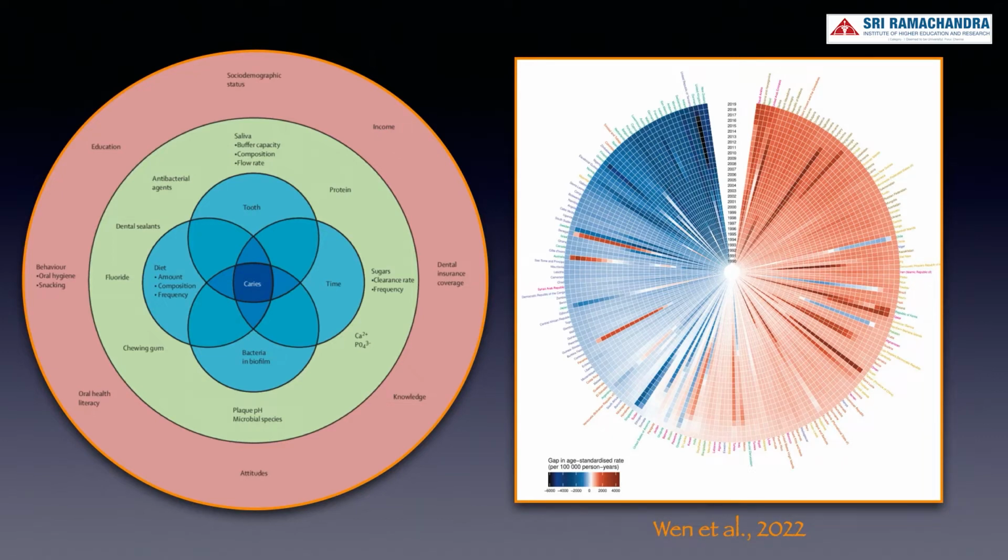A paper by Venn et al. recently described the burden, trends, and inequalities of untreated caries in both primary and permanent dentition between the period 1990 and 2019, and they looked at all global, regional, and national levels.